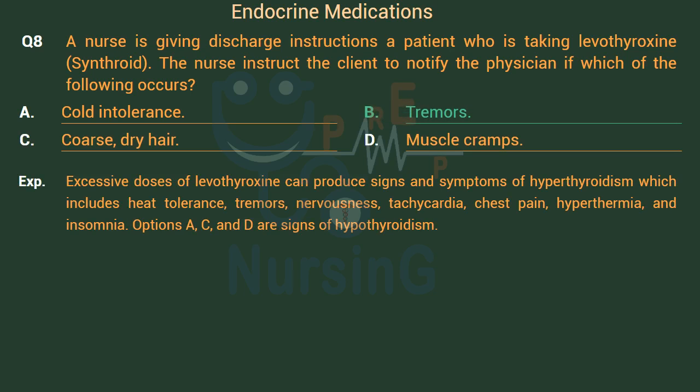Tremors. Excessive doses of levothyroxine can produce signs and symptoms of hyperthyroidism, which include heat intolerance, tremors, nervousness, tachycardia, chest pain, hyperthermia, and insomnia. Options A, C, and D are signs of hypothyroidism.